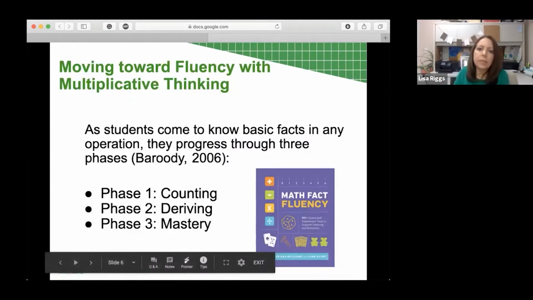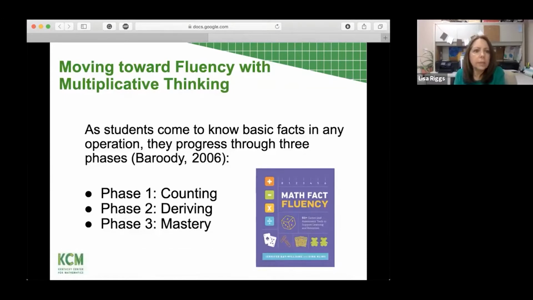So one of our book studies that we did a few weeks ago was Math Fact Fluency. So if you were able to join us for that, this is not new to you. But as we're thinking about moving toward fluency with multiplicative thinking, we know that students come to know the basic facts as they progress through 3 phases according to Baruti. So phase 1 is that counting phase. If you joined Dee in her session yesterday, her focus was on sequencing and sequence counting, which does give kiddos the skill in order to start chunking numbers. And phase 2 is those derived facts. And phase 3 is that mastery, what we really want to see by the end of 3rd grade, where students are able to recall their facts. But we want that recall not to be based on memorization, but to be based on their conceptual understanding of multiplicative thinking. So today's focus is kind of between phase 1 and phase 2.